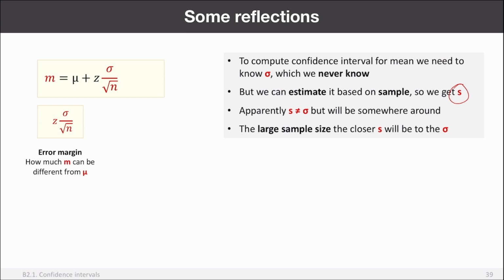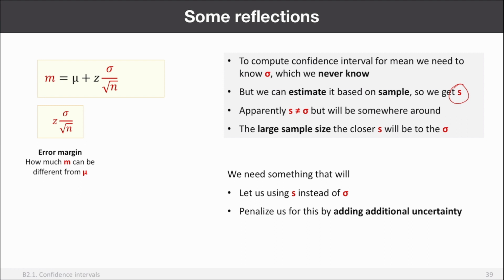However, for small sample size, this difference can be large, and therefore this additional uncertainty will depend on the sample size. It means that we need a distribution which will let us use S instead of sigma. In normal distribution, we cannot use S instead of sigma. We need to use sigma. However, we need a new distribution, like a new version of normal distribution, specifically designed for small sample size, which lets us use S instead of sigma.